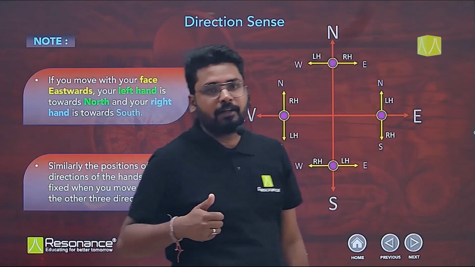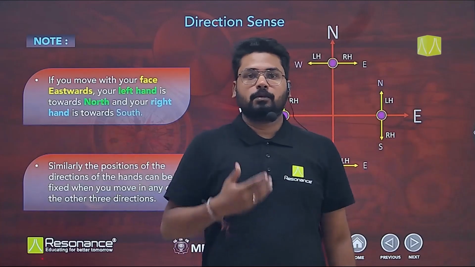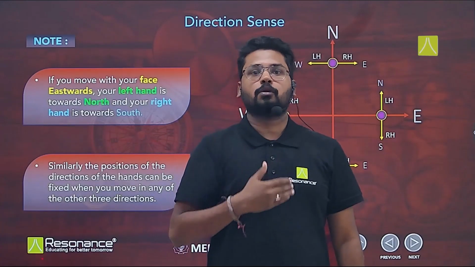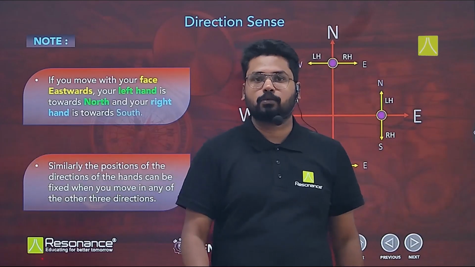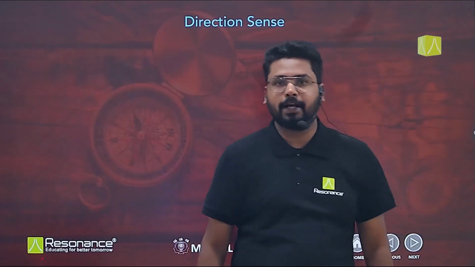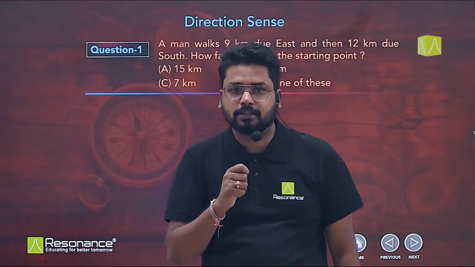Another method: imagine yourself standing here like this. Suppose this is my north, so my left hand will be at west, right is east, and downward is south. We can also find the direction by this. Now we'll do a numerical based on direction sense.